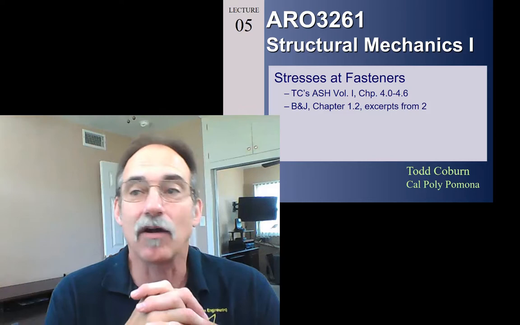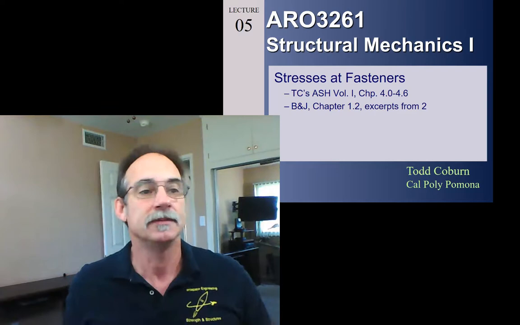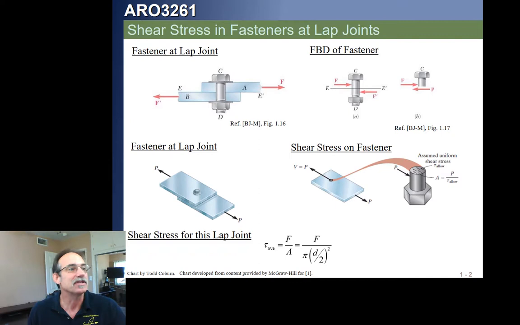Today, we're going to be looking at the stresses that we get when we have elements that are fastened together. We call these structural joints. We're going to see that shear is a big piece of that, and we're going to look further into the bearing stresses and some other specialized stresses. Here are some examples of some structural joints.